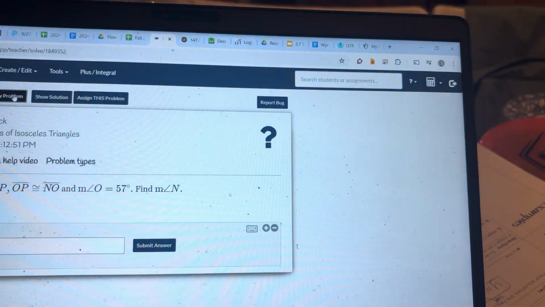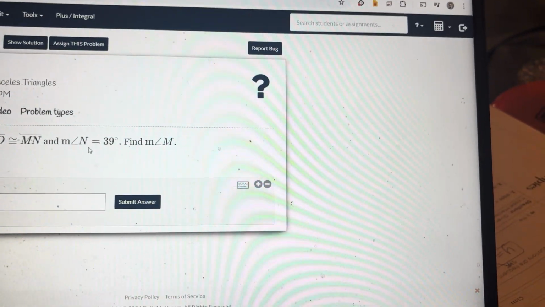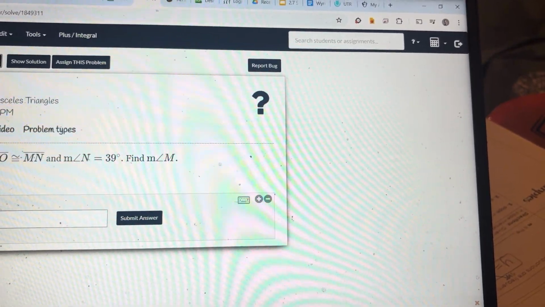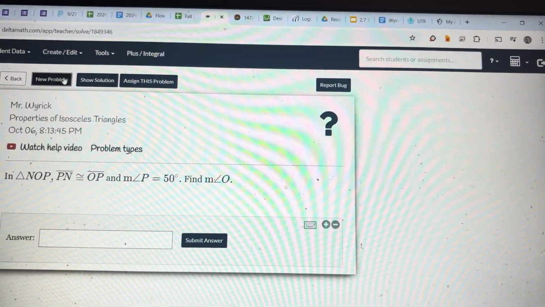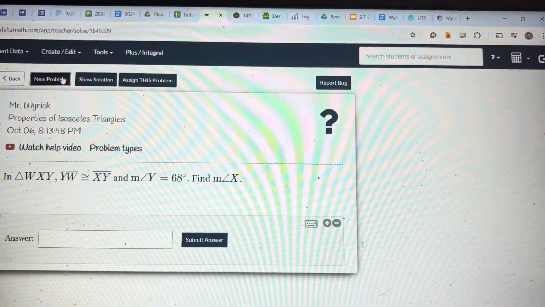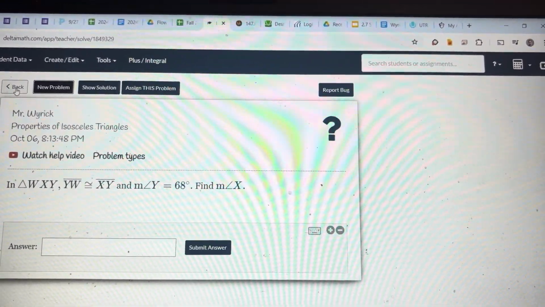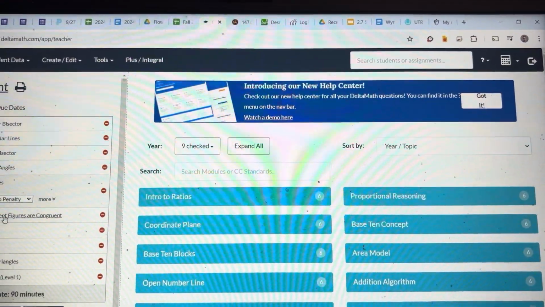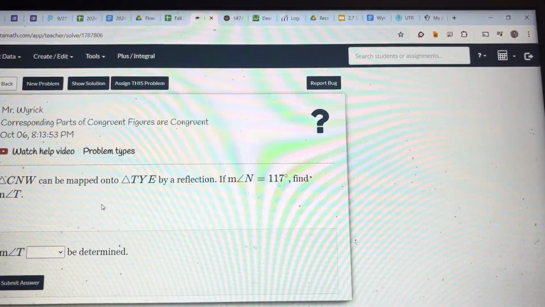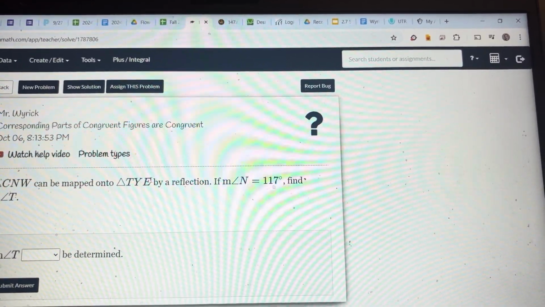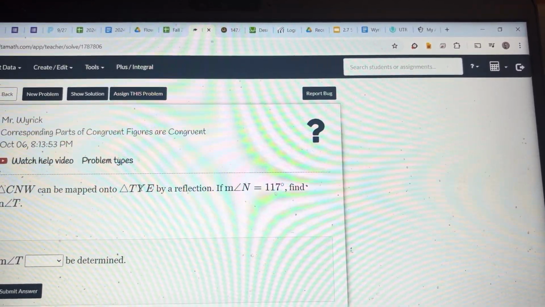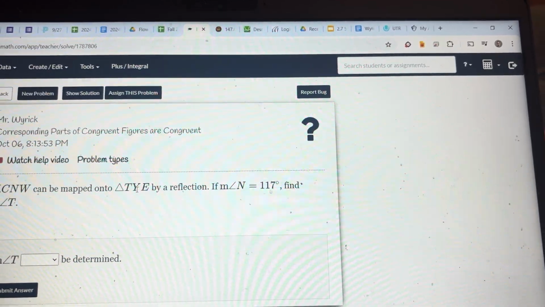There are a few problem types on this one. Sometimes it gives you the angle that is one of the isosceles. Sometimes it gives you a side that's one of the isosceles. You just have to pay attention to what it's doing, okay? The CPCTC, this says that this triangle is congruent to this triangle, okay? You're just looking at the statement.